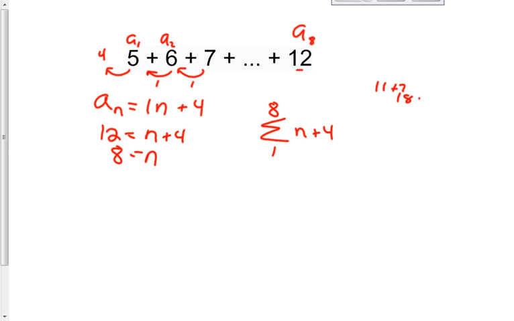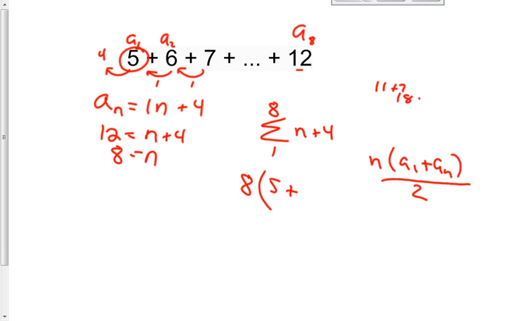My arithmetic series formula is, again, n, first term plus last term, divided by 2. I'm adding 8 terms together. The value of the first term is 5. The value of the 8th term is 12. And the whole thing divides by 2. Plug that in, 17 times your 8, divide by 2, 68.